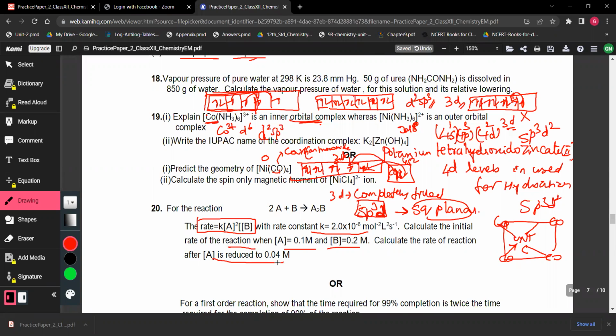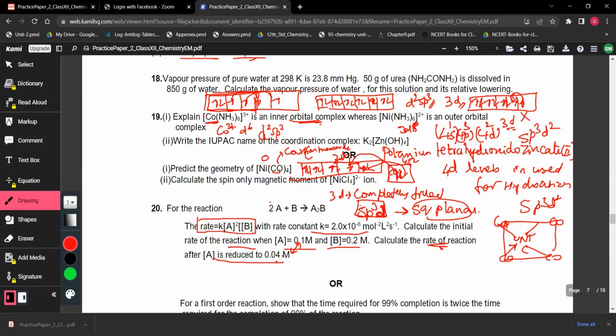0.04 M. In this problem, we have to find the rate. Here the rate is asked, not the rate constant. So we have to know, when A is 0.04 M, we are starting with 0.1 molar A, and A and B react in the ratio 2:1. So when A is reduced from 0.1 to 0.04, what will be the concentration of B left out? That we have to find out first. That is not given in the problem.